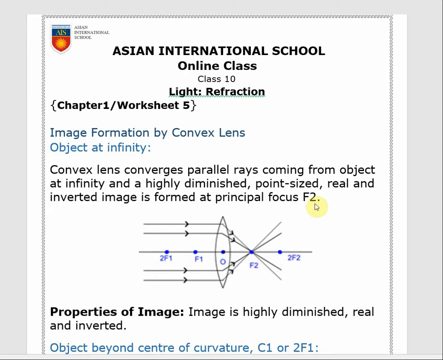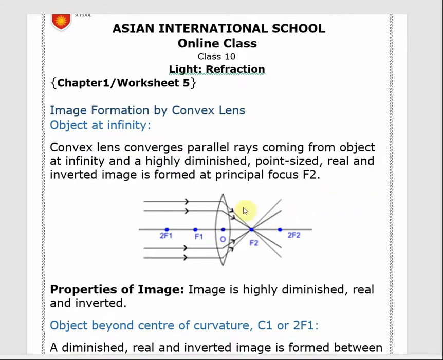Today in the chapter Light we are going to learn the topic images formed by a convex lens. A convex lens, depending on the position of the object, can create different kinds of image, and there are a few cases, 6 or 7 cases. We will learn one by one.